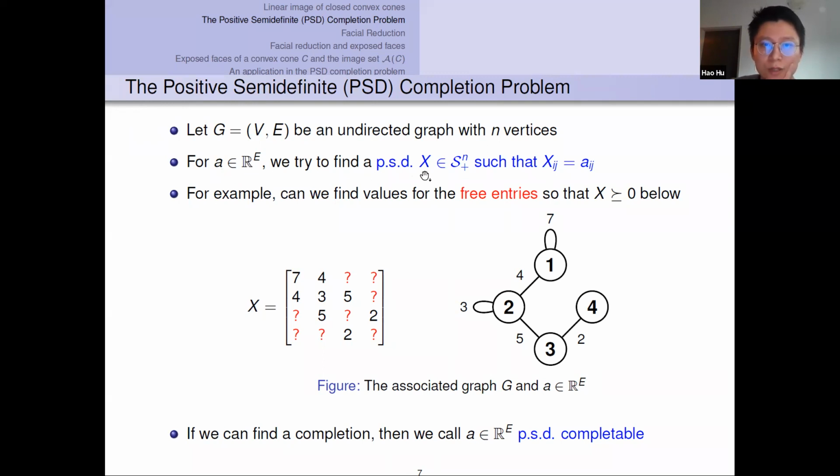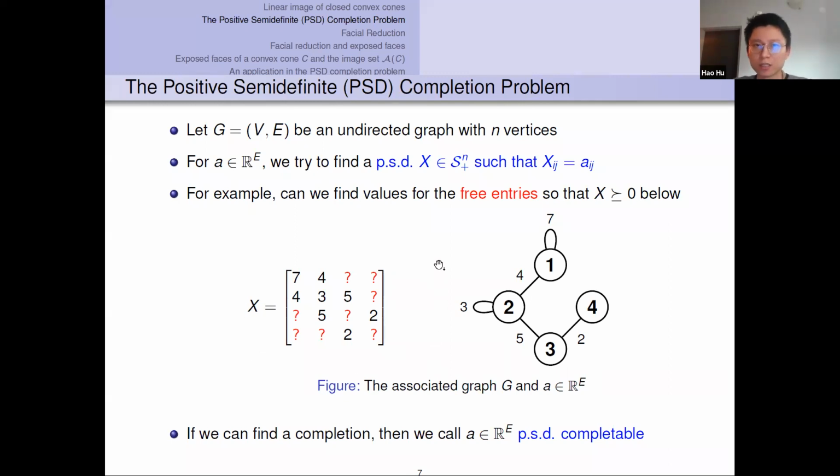And we're looking for a positive semi-definite matrix X so that the ij-th entry in this PSD matrix X equals the ij-th entry in the column vector A. The column vector is indexed by the edges in the graph G. So for example, the question is, can we find values for the free entries, the question marks, so that the matrix X still remains positive semi-definite?